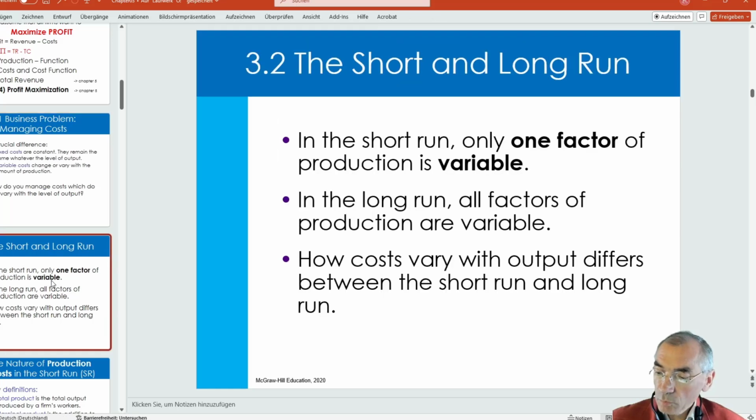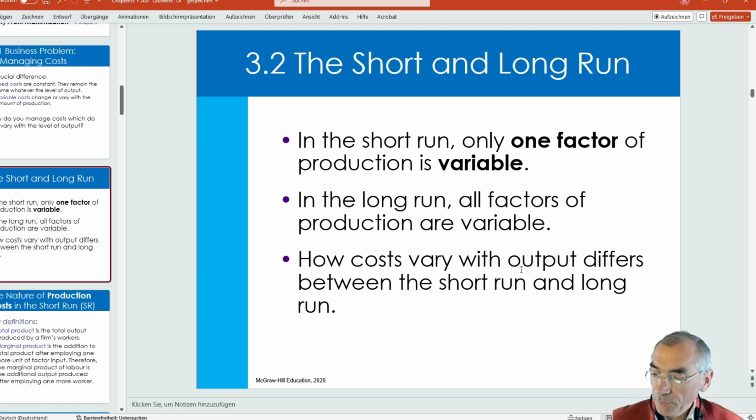Another definition, which is already 3.2, is about the short and the long run. This is something that is going to reappear several times throughout the chapter. In the short run, only one factor of production is variable. In the long run, all factors of production are variable. And that can be our first step, thinking about factors of production. And that's something we discussed around 2 weeks ago. What are the factors of production?